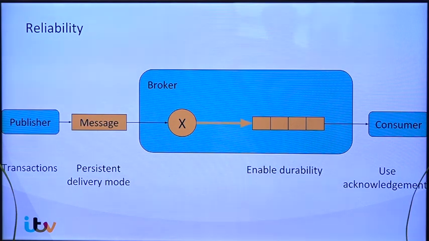You can set consumers to auto-ack messages, which is very fast. It gets you no reliability. The broker assumes that once you've read it off the wire, you're done. It can get rid of it.